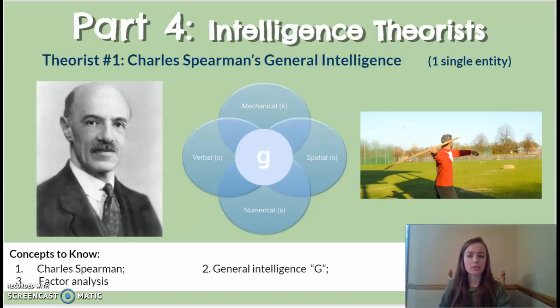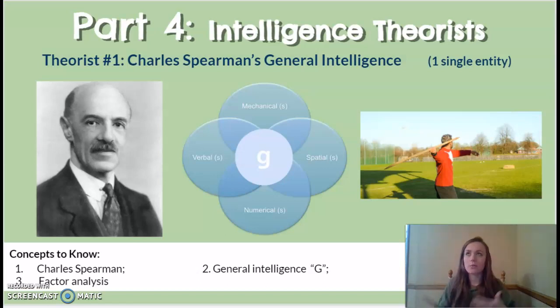We actually use this type of method a lot when we're testing. If you think about it, the ACT uses a similar type of factor analysis, a statistical procedure where you take several different areas and then you come up with a single composite score. That's much like what Charles Spearman was thinking about when he was thinking about intelligence. He believed that you could score differently in different areas, but that you likely would have some similarities in those scores, showing this underlying intelligence that he called G, which was general intelligence.